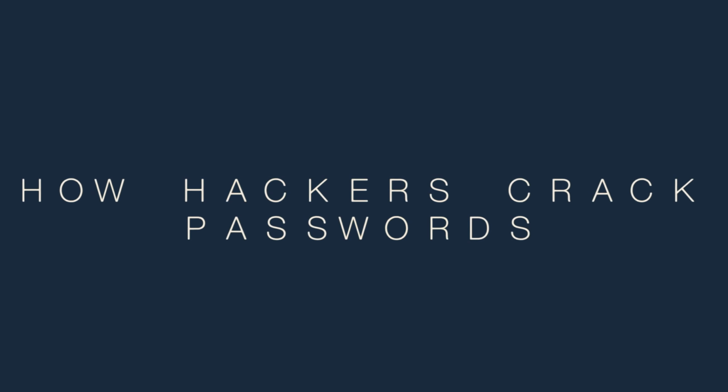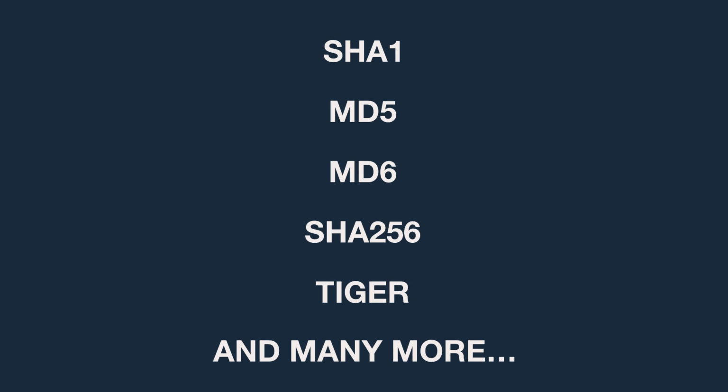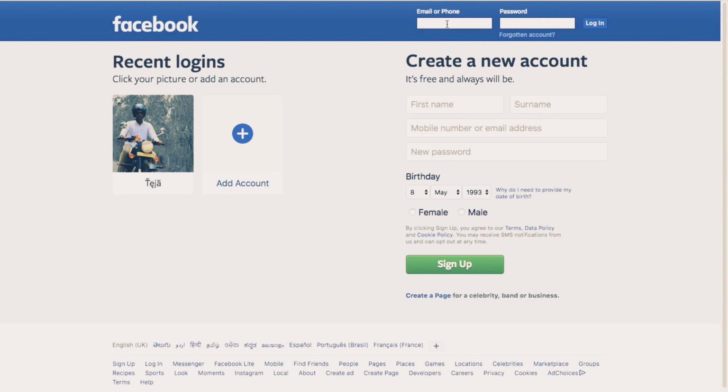In this video, we'll see how passwords are really cracked. Passwords are not saved as plain text. Any website of this age on the internet uses a hashing algorithm to encrypt and manage passwords. There are many types of hashing algorithms like SHA-1, MD5, etc. As an example for this video, let's consider Facebook.